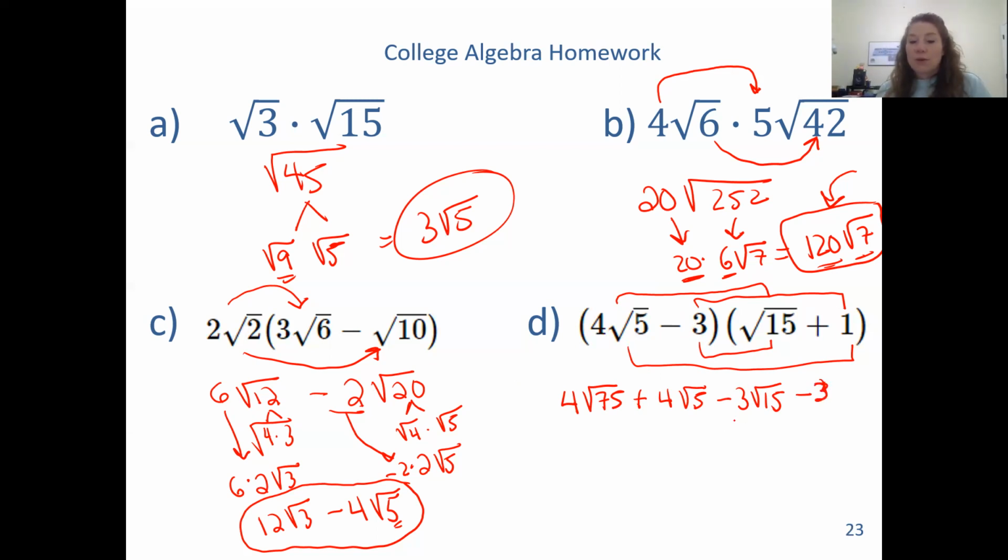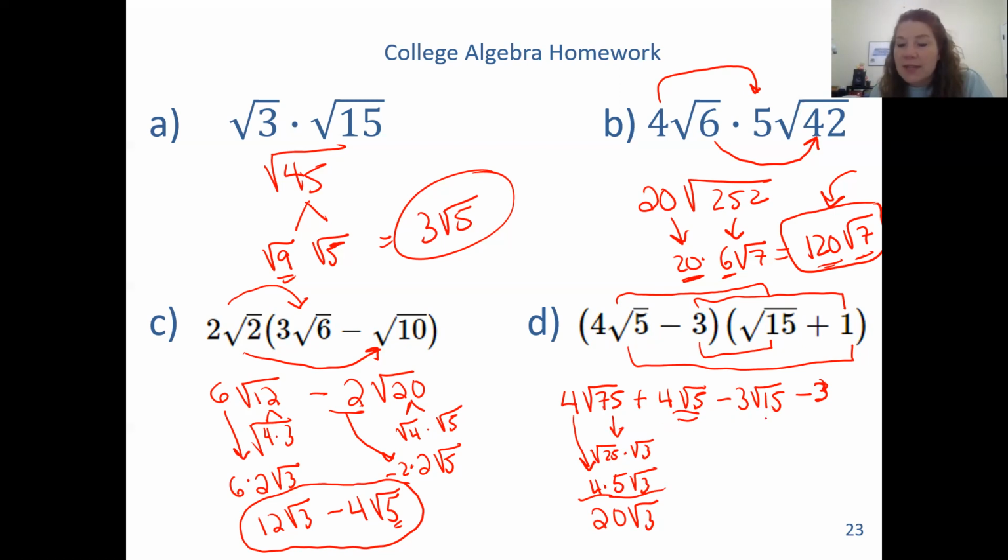Okay, so what can we break down? We can break down 75. 75 is 25 times 3. Square root of 25 is 5 square roots of 3. Bring down your 4. This is 20 square roots of 3. Okay? And then this cannot be broken down. This 15, it cannot be broken down. It's just 3 times 5. Those are not perfect squares.